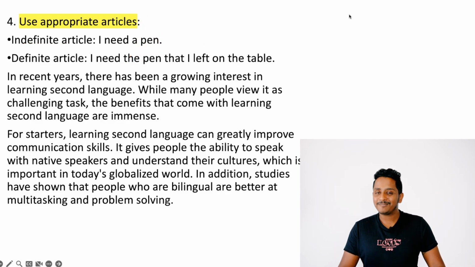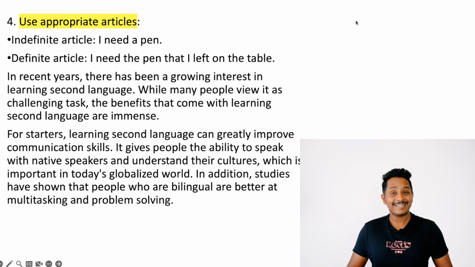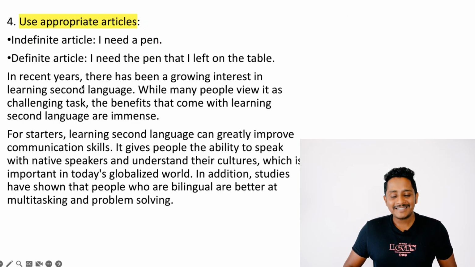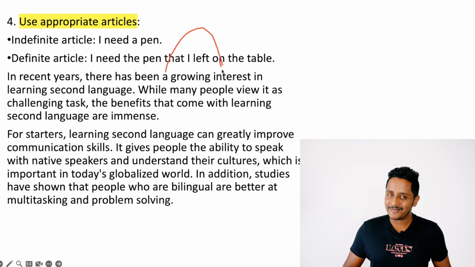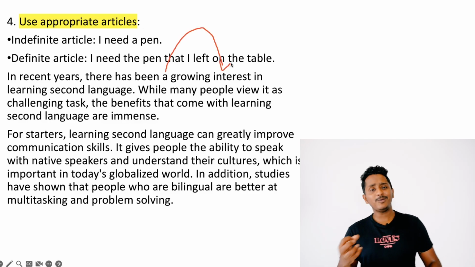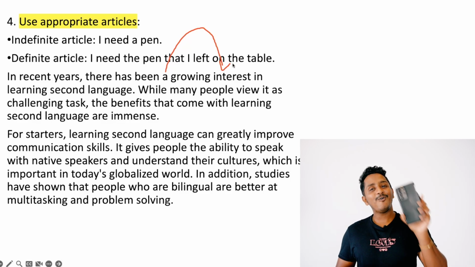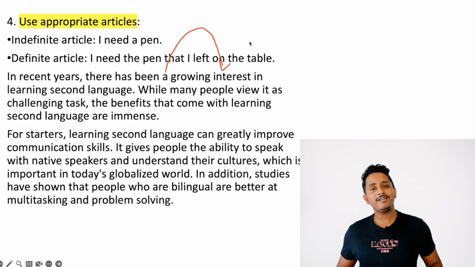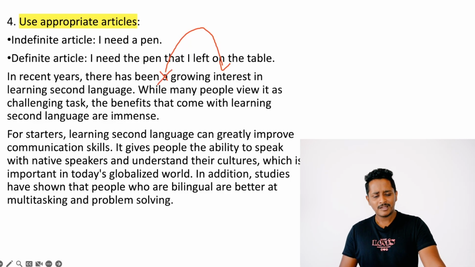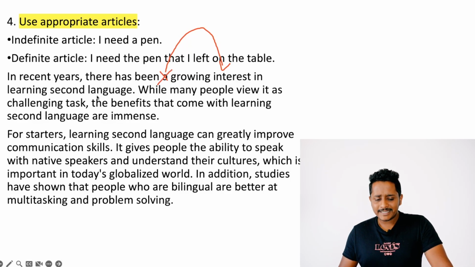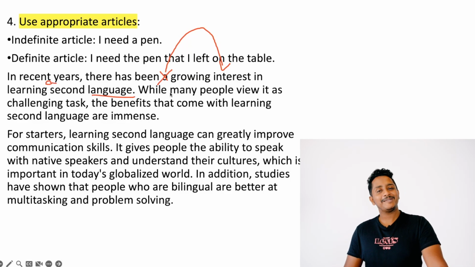I'll help you more with where people go wrong. Pay more attention, this is important. In recent years, there has been a growing interest. Now, a lot of things await you here, because interest cannot take an article. Interest is not countable. You cannot count it. Apple you can count. Phone you can count. Mouse you can count. Interest, it's uncountable. So people who write a growing interest, that will cost some marks, isn't it so? In learning second language, language is one, you can count it, so it should be in learning a second language.